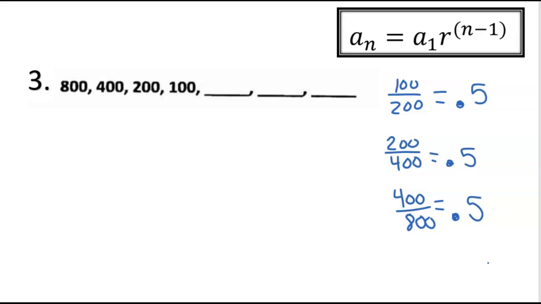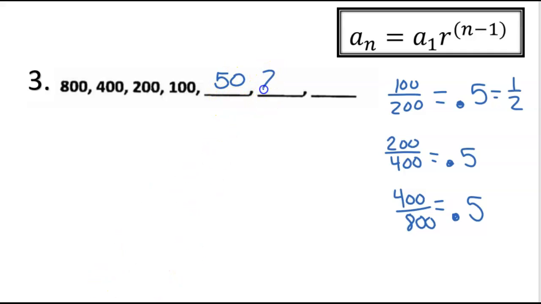And that's why this is called a common ratio, because I got the same thing each time. That's what common means, the same thing. This fraction can also be called a ratio. So what is my multiplier? 0.5. Do we know that 0.5 is also equal to a half? So what's half of 100? That's the next number in the pattern.